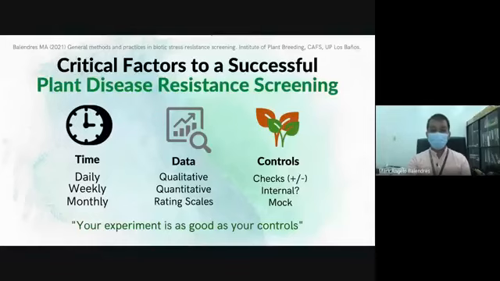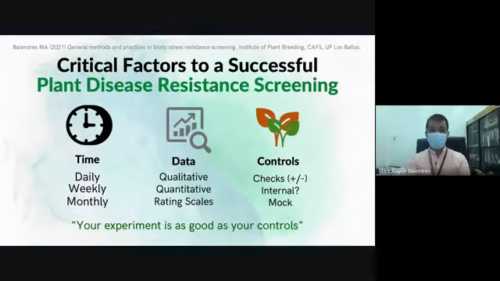So you need to have a positive and a negative check, which is resistant and susceptible. For internal checks, we usually use plants inoculated with water, or a mock experiment where you could inoculate with whatever it is that is not bacteria or not water as well. Usually the checks and the internal are the ones that are more important. You can always add mock just to measure the effect of water, which is your internal, on the plant productivity.